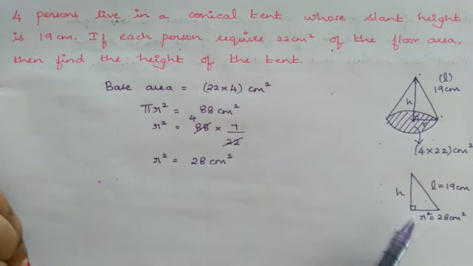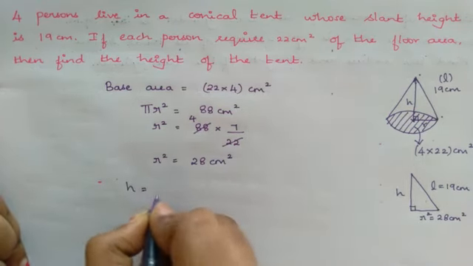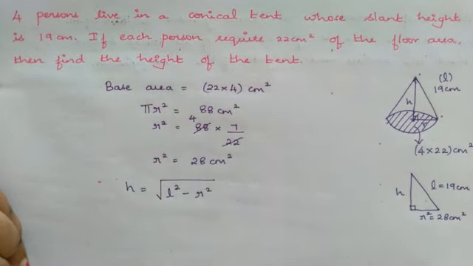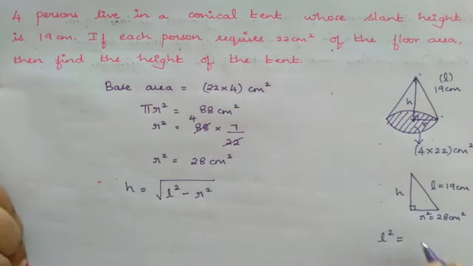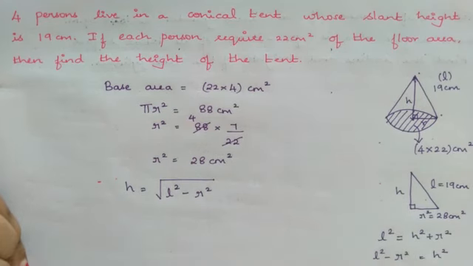Now children, this is a right angle triangle. By applying the Pythagoras theorem, can we identify H? Yes, of course we can identify. So this H is nothing but square root of L square minus R square. Why? Because by applying the Pythagoras theorem, the hypotenuse square will be equal to the sum of the squares of the other two sides. So L square minus R square will be equal to H square. So L square minus R square with the square root is nothing but H. So this concept only we are using here.